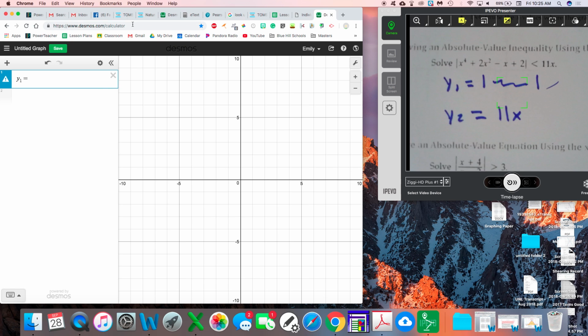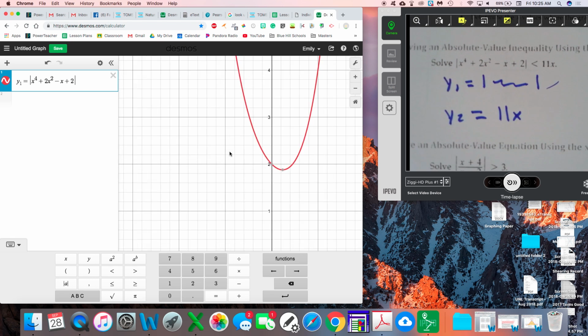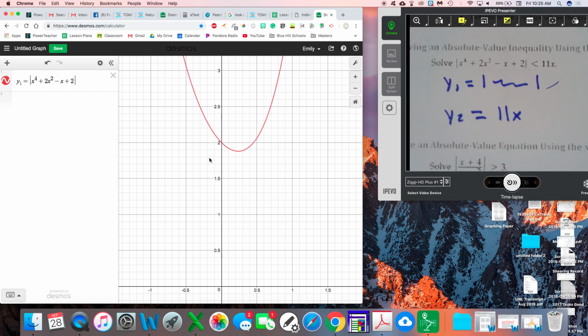To do absolute value, there's a key on your keyboard, or you can go down here to the bottom corner, and there's a little absolute value of a. That's how you pull those up. So this bottom corner down here will get those inequalities or absolute values for you. x to the fourth plus 2x squared minus x plus 2, and I'm going to close my absolute value. So there's that one. Kind of looks like a parabola, a little bit loopy maybe. That's what it looks like.